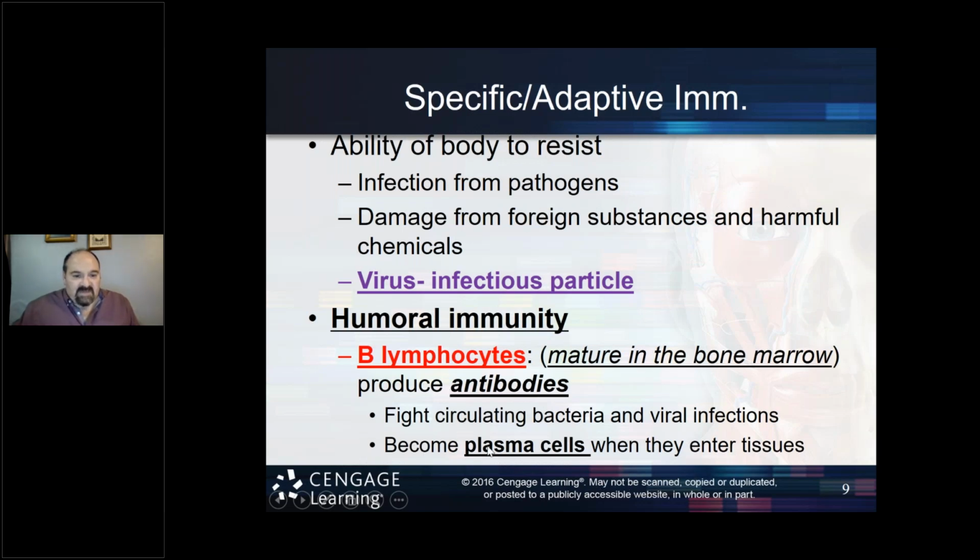The B lymphocytes become the plasma cells. The plasma cells are what produce the antibodies. So B lymphocytes on their own do not produce the antibodies. They differentiate and become plasma cells, which will in turn produce the antibodies. Good?